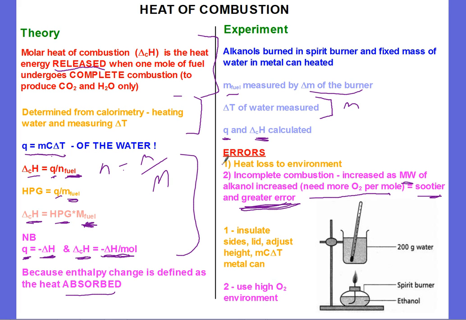To improve the heat loss problem, you can insulate the can, put insulation on the outsides of the can. You could put a lid on the top, and one thing we did do was adjust our formula to incorporate the heat loss to the actual can by incorporating mcΔT for the can as well. To prevent incomplete combustion, all you can really do is use a high oxygen environment. We didn't have the facilities to do that in our experiment.